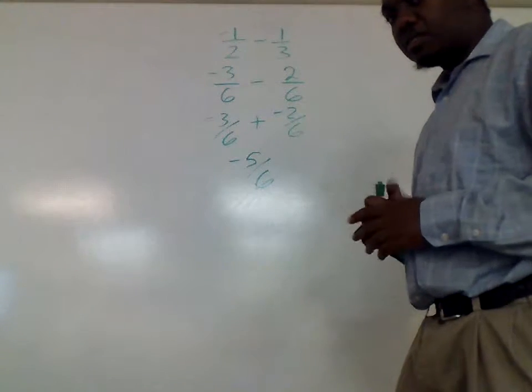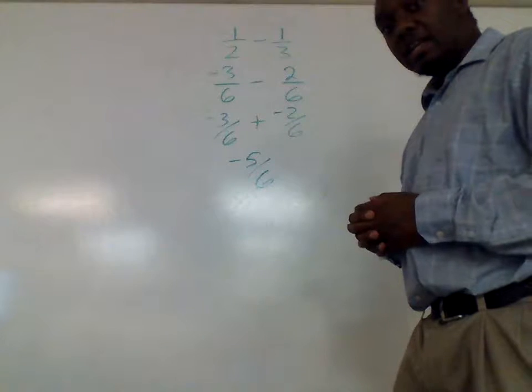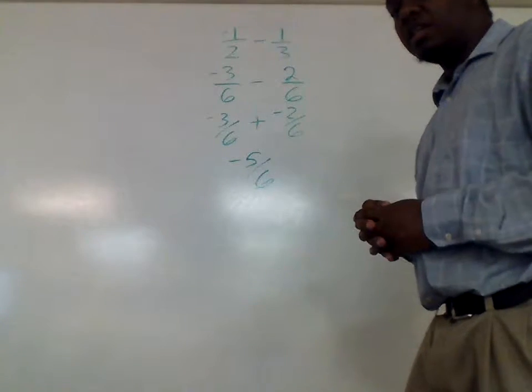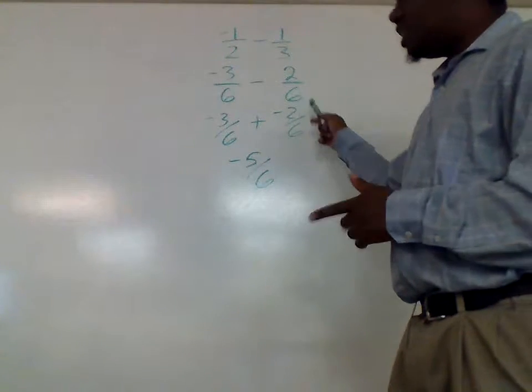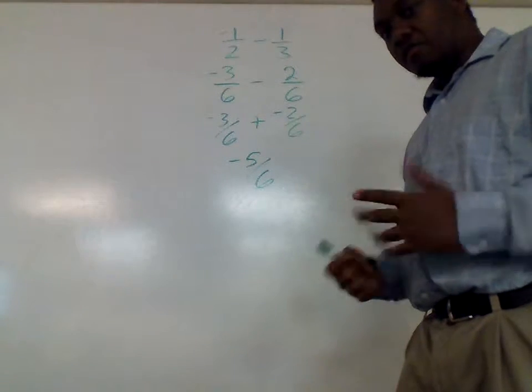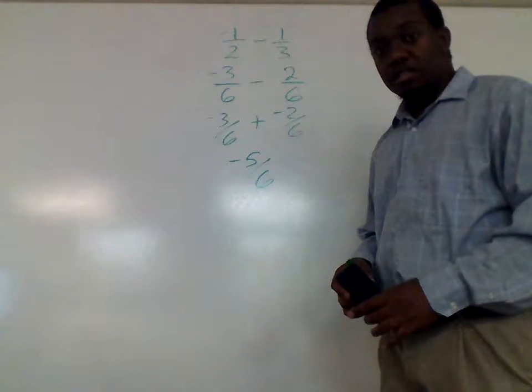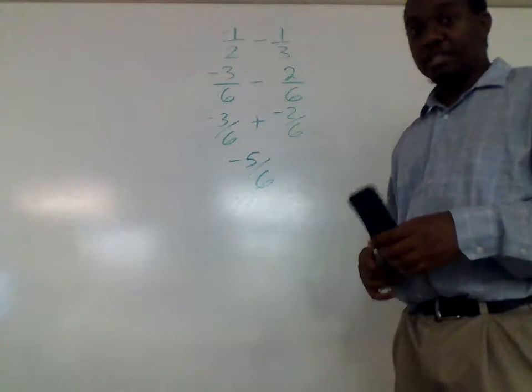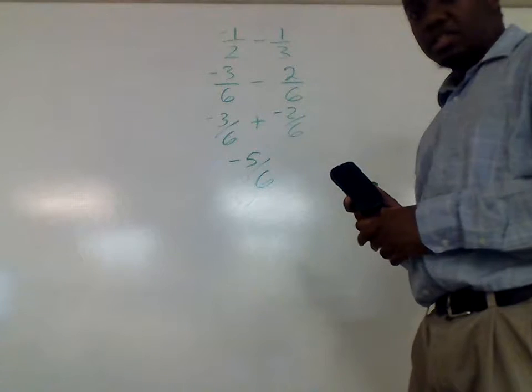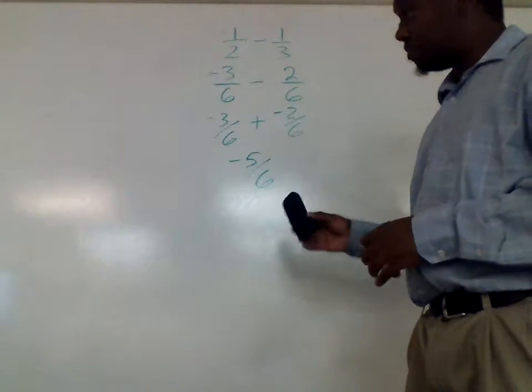So even with the negatives, it still keeps the same rules that it did with the integers. Because these are just integers dividing. That's all fractions are, integers dividing. So we've looked at adding fractions. We've looked at multiplying fractions. We looked at subtracting fractions. All that's left is division.